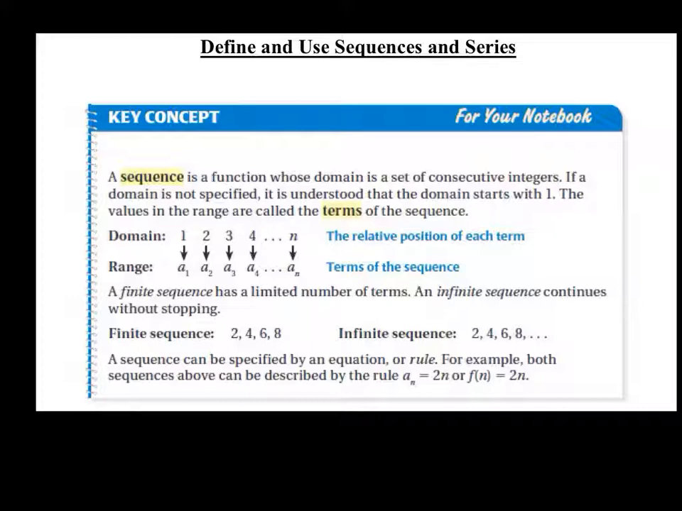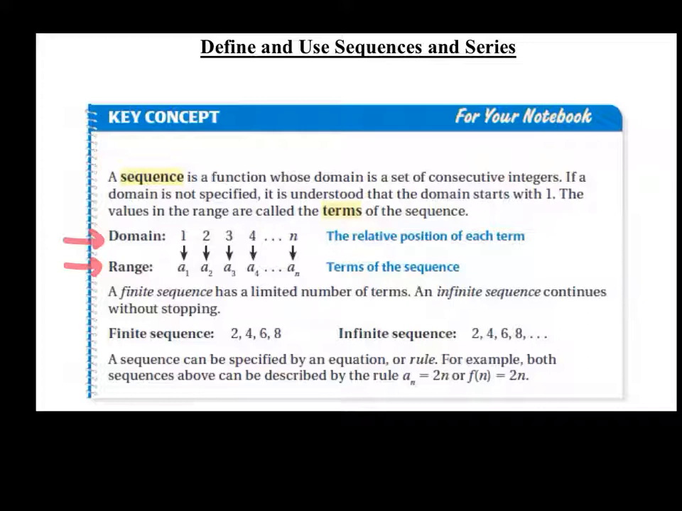So the values in the range are called the terms. So the domain are the integers, the range are the terms. And that's what it shows you right here. Domain, range. So the first integer, when we plug in 1, gives us whatever the value for that term would be. So the first term gives us the value for a sub 1. When we plug in 2, the second integer, we get a sub 2, the second term value.